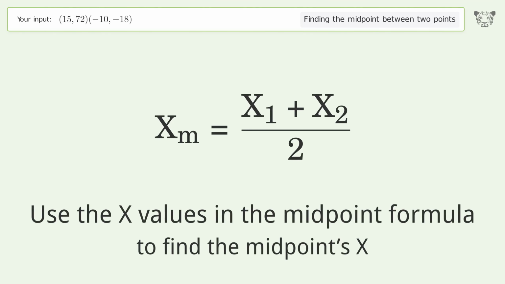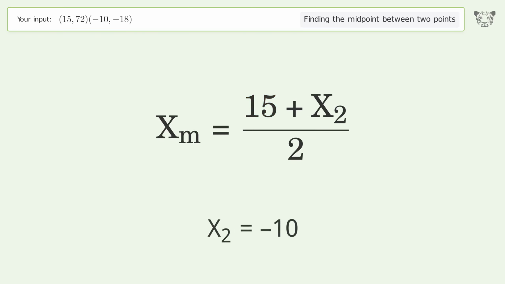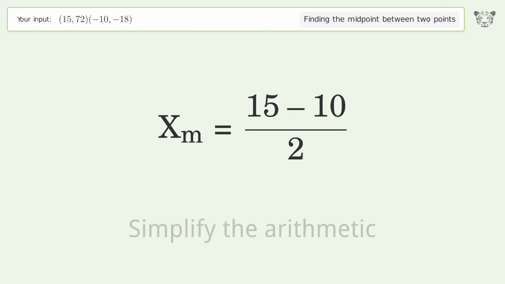Use the x values in the midpoint formula to find the midpoint's x. x1 equals 15. x2 equals -10. Simplify the arithmetic.